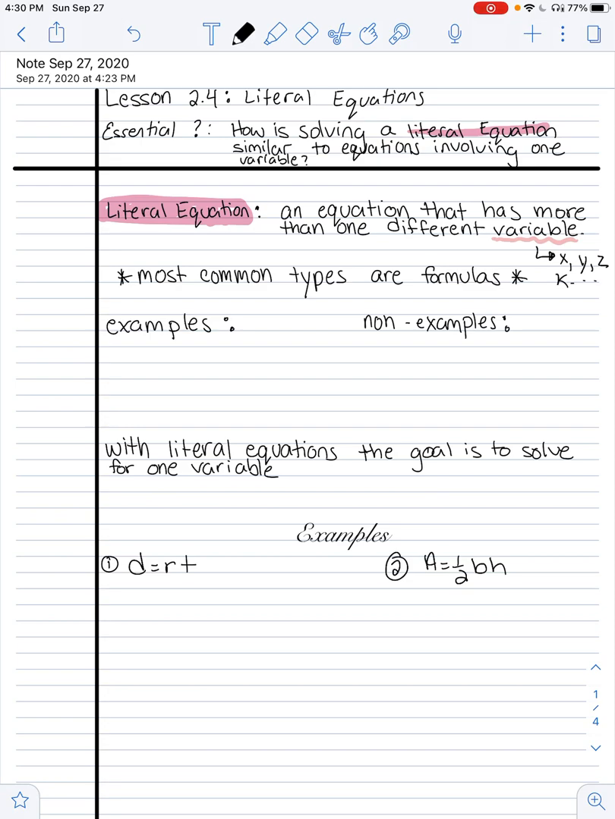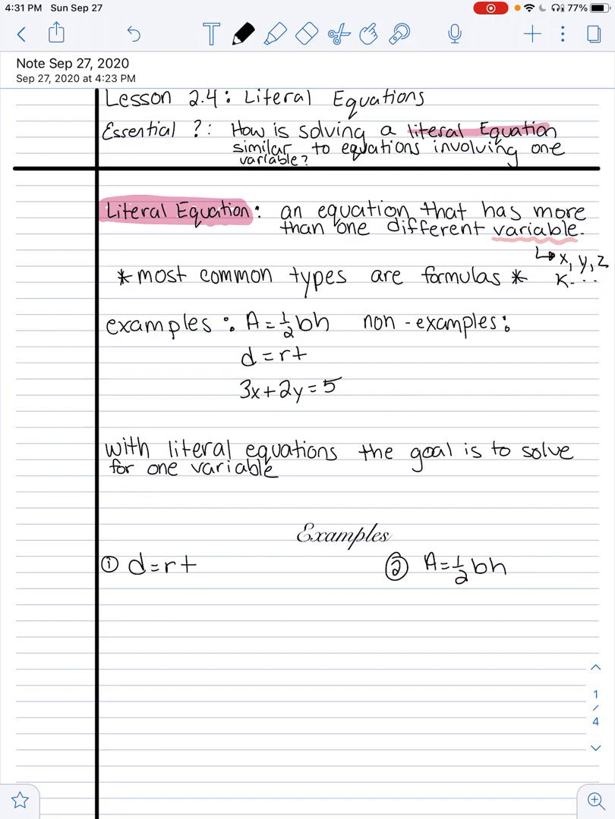So we have a bunch of different types of literal equations, but our most common types are formulas. A few examples of literal equations are A equals 1/2 base times height. This is our formula for the area of a triangle. We also have D equals RT. This is a formula for distance. And then we can also have literal equations that aren't formulas. For instance, if we had 3x plus 2y equals 5, that's a literal equation.